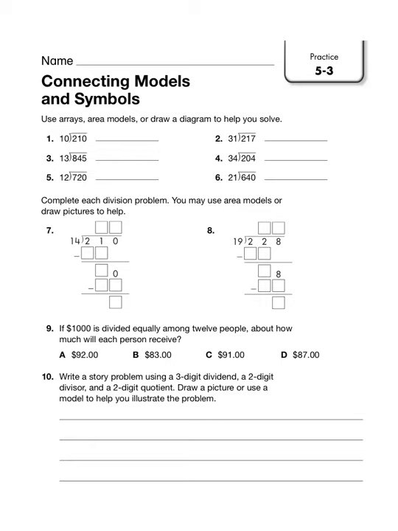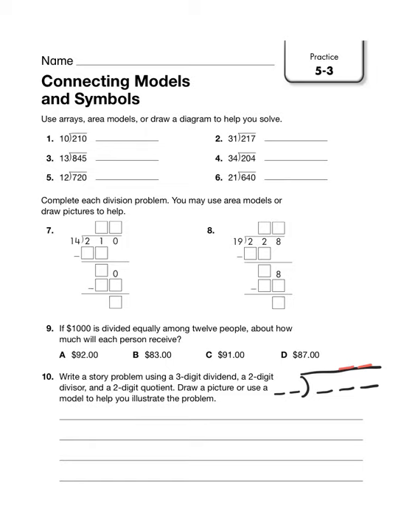Okay, last thing I'm going to say about this assignment, I'm not going to go over 7, 8, or 9. I'm going to let you work on those on your own. For number 10, when you write your story problem, you need to have a 3-digit dividend that you're sharing, a 2-digit divisor, and then a 2-digit quotient. And remember, the quotient is the answer to your division problem.